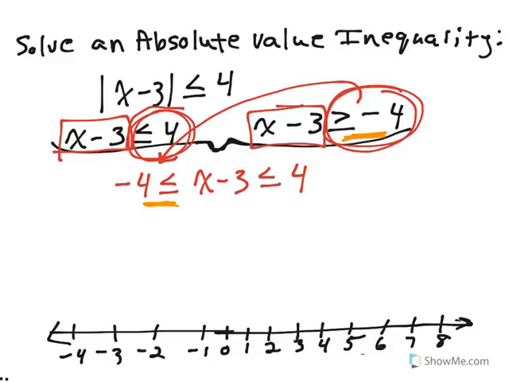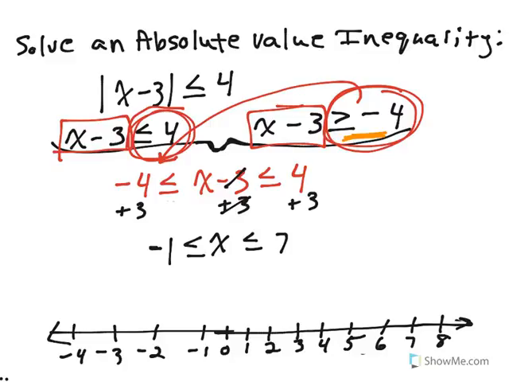So now we are going to solve for x all at one time, which means I'm going to add 3 to every single side of an inequality, to all 3 parts. In the middle, they cancel out, giving me negative 4 plus 3 is negative 1, and 4 plus 3 is 7. So I now have negative 1 is less than or equal to x, and at the same time, x is less than or equal to 7.